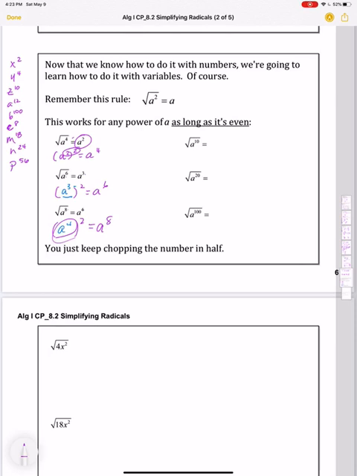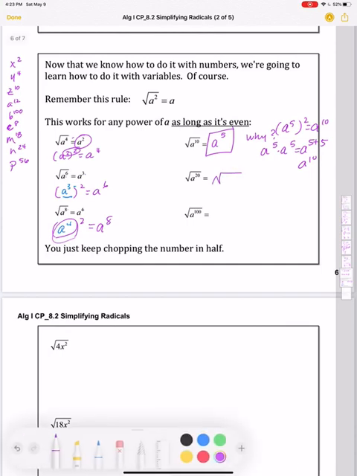So the square root of a to the 10th is a to the half of 10, 5. Why? Because a to the 5th times a to the 5th is a to the 5 plus 5, a to the 10th. Or a to the 5th squared is a to the 10th, because you do 2 times 5. What is the square root of a to the 20th? Oh, sorry, no square root, because it's a perfect square. Why is it a perfect square? Because it's even. That would be a to the 10th, half of 20.